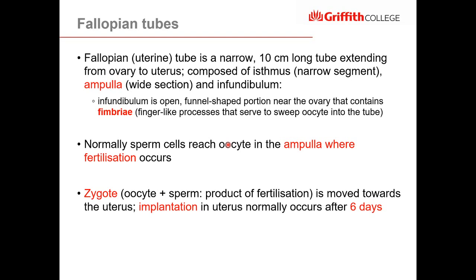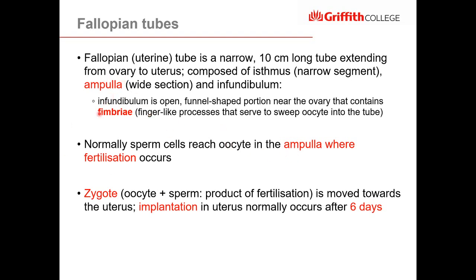Okay, so we have the ovary there. We've seen the development of those follicles that then progress into the ovulated oocyte, and what's going to happen is that those fimbriae are going to sweep and scoop up that oocyte and move it into the fallopian tube.